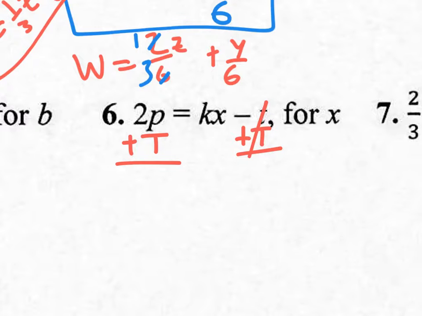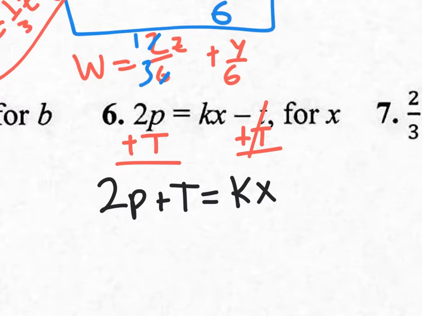If it were 2p plus one more p, that'd be 3p. But it's not a p, it's a t. So we're just going to rewrite it. 2p plus t equals kx. All right. I'm solving for x, so I need to get rid of that k.